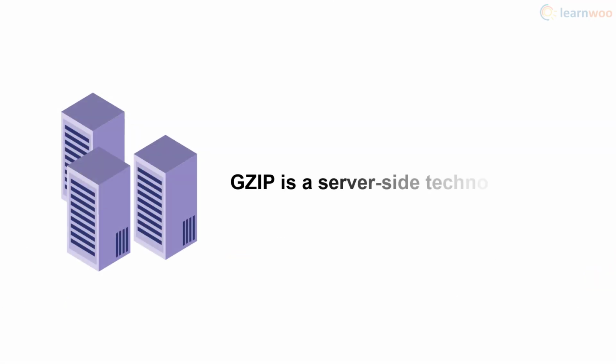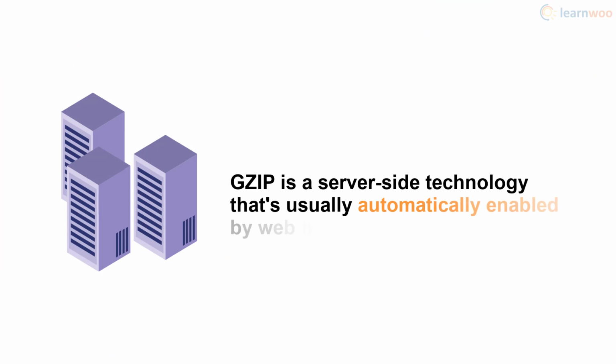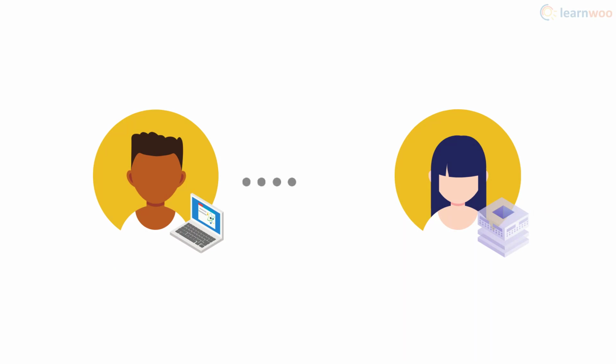Since GZIP is server-side technology, most web hosting providers automatically enable GZIP compression from their own end without you having to do anything. So in case it's not enabled, the best option is to reach out to your web hosting provider about the issue.